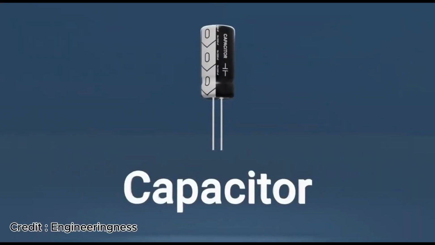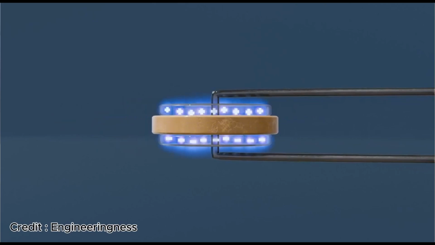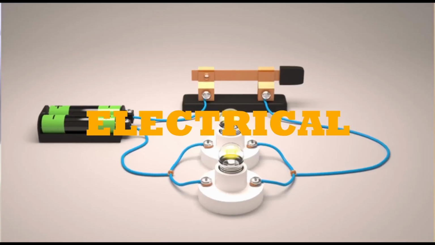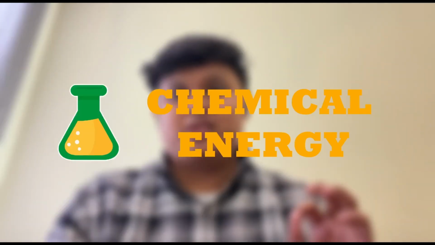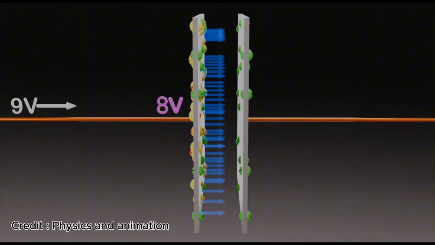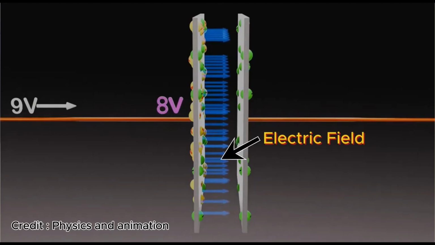Today, I'm going to talk about capacitance and its application in real-life situations. So, what is a capacitor? A capacitor is a device that has the ability to store and release energy in an electrical and electronic circuit. Well, unlike a battery, a capacitor doesn't store chemical energy. Instead, it stores energy in the form of an electric field between two metal plates.